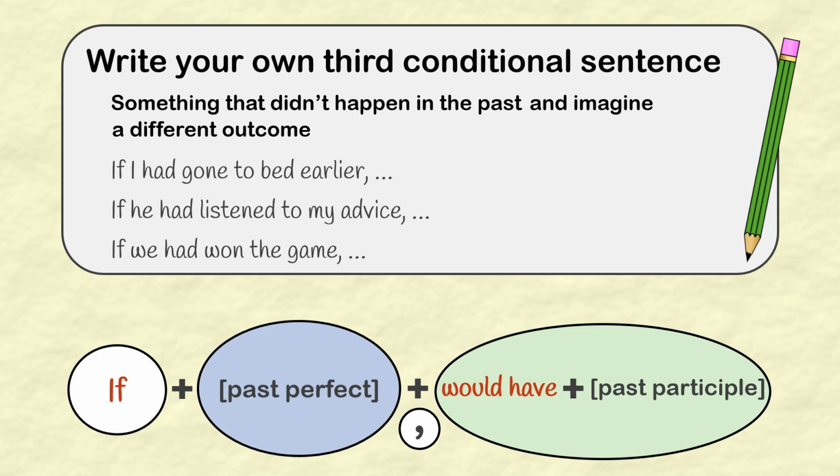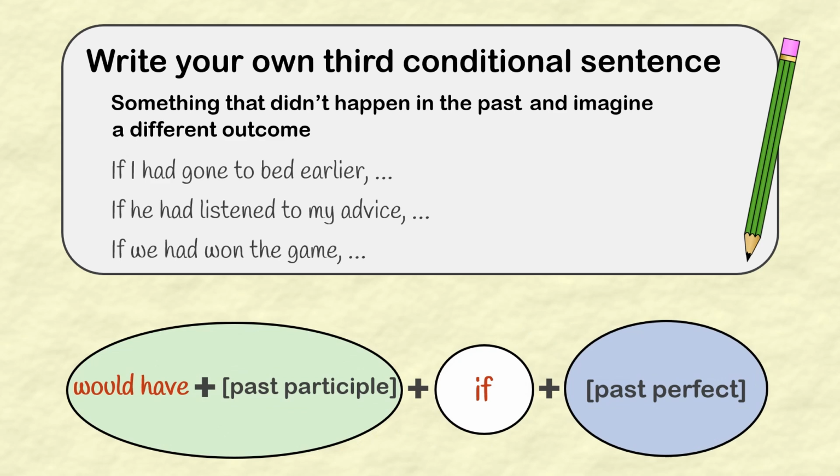Also, instead of would, you can use other modals like could, might, or may to express possibility, ability, or uncertainty. And finally, remember that we can switch the order like this. The phrase would have, then the past participle, followed by if, and then a past perfect clause.